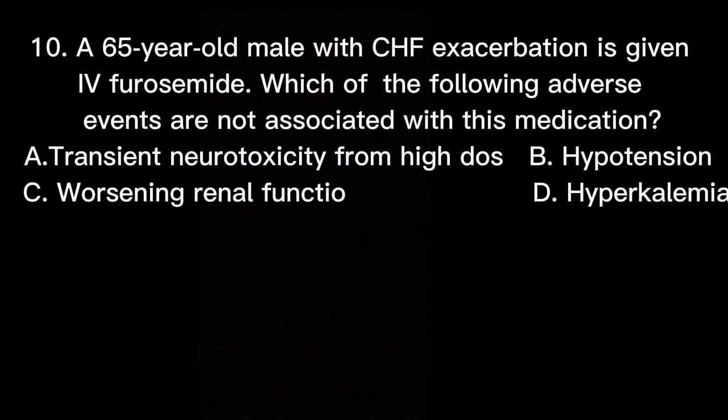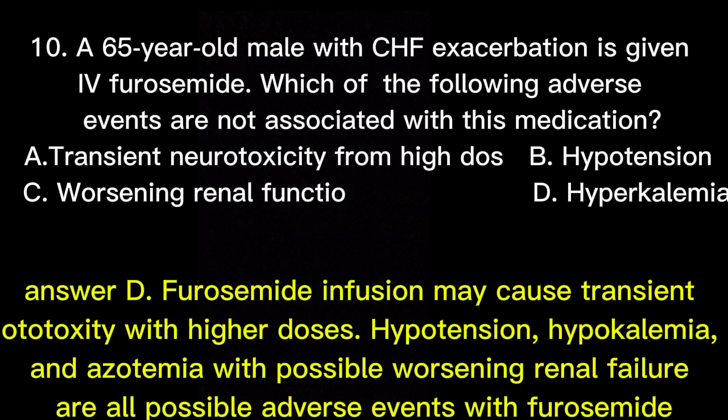Question number 10. A 65-year-old male with CHF exacerbation is given IV furosemide. Which of the following adverse events are not associated with this medication? A. Transient neurotoxicity from high dose. B. Hypotension. C. Worsening renal function. D. Hyperkalemia. Answer D. Furosemide infusion may cause transient ototoxicity with higher doses, hypotension, hypokalemia, and azotemia with possible worsening renal failure are all possible adverse events with furosemide.